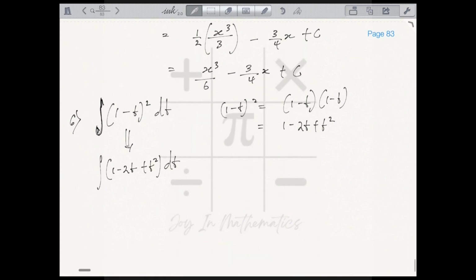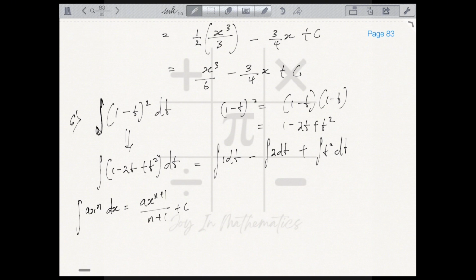Applying the laws, open the brackets first to simplify, then integrate each term. So this will give us the integral of 1 dt minus the integral of 2t dt plus the integral of t squared dt. Now applying the principle of integrating y equals ax raised to power n, which says that integrating ax raised to power n with respect to x, we will have ax raised to power n plus 1 divided by n plus 1 plus c. Now we are no longer using x, but we are now using t. So instead of integrating with respect to x, we are integrating with respect to t.